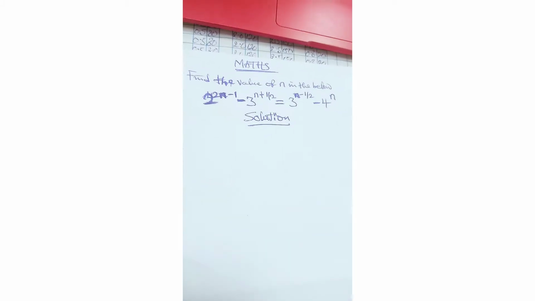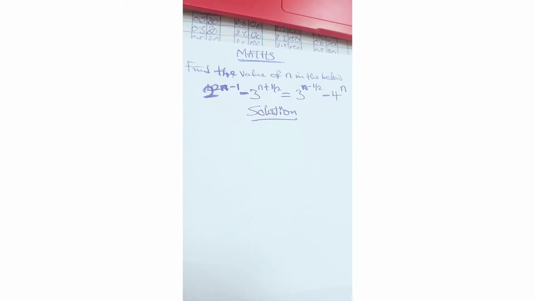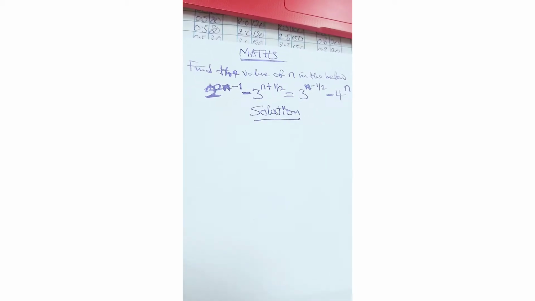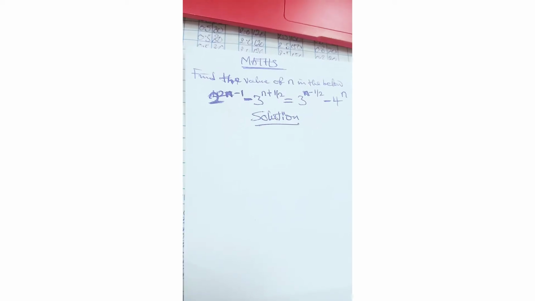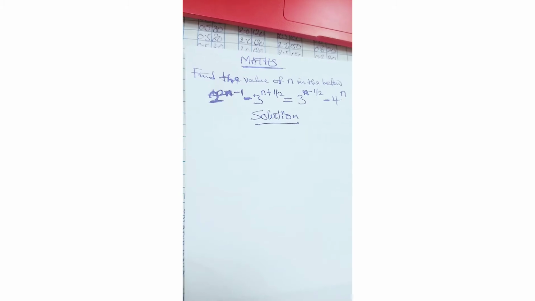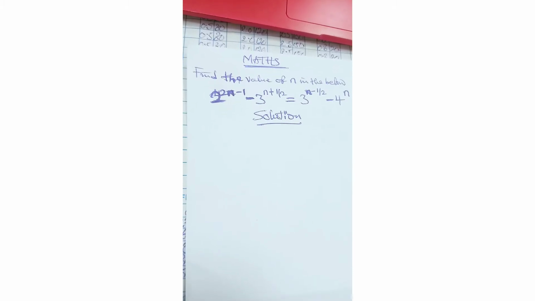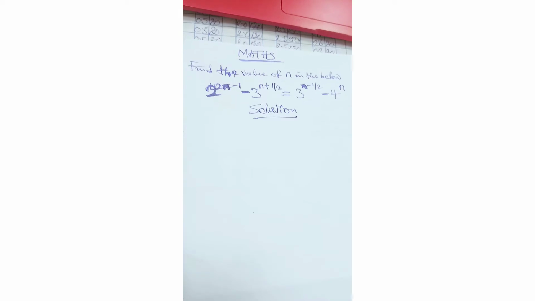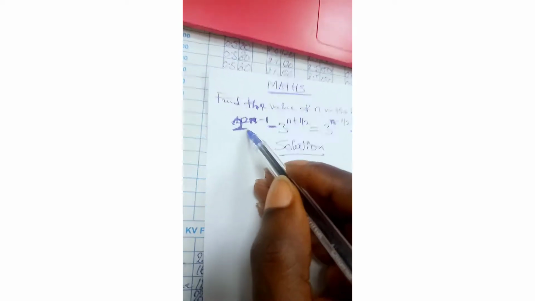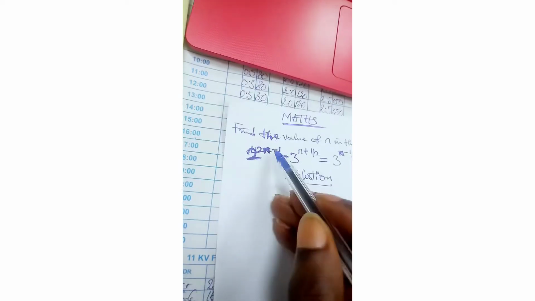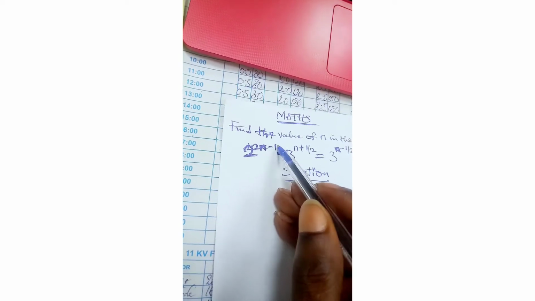If you look at the question very well, you will see that you have two different numbers there. We have two different bases there. We have base 2 and we have base 3. Now, if you look at this one here, it's of base 2, while the power is 2n minus 1.